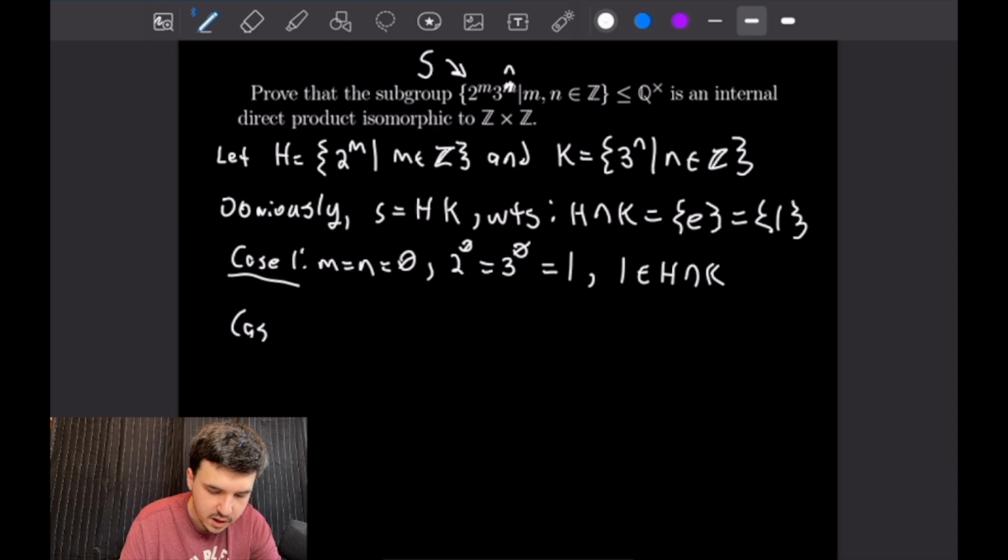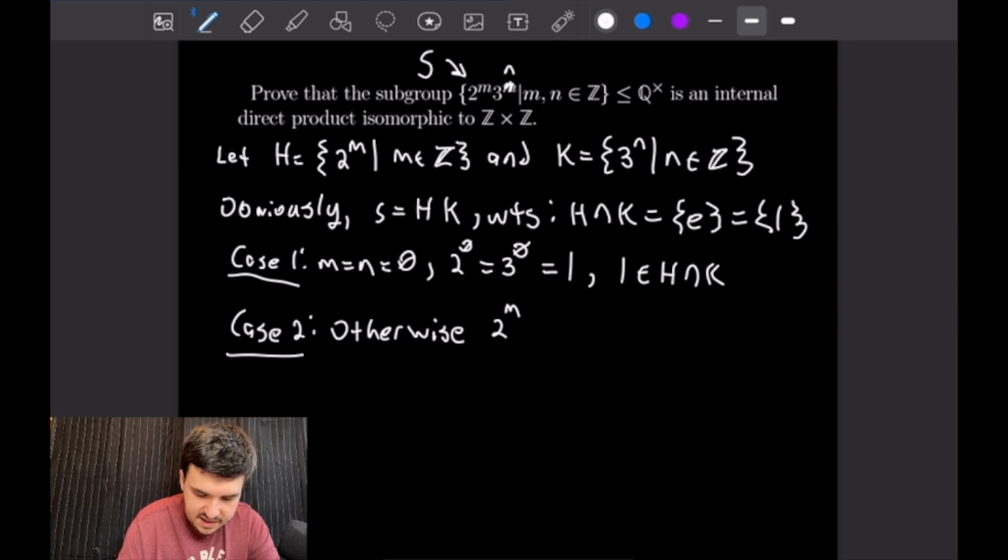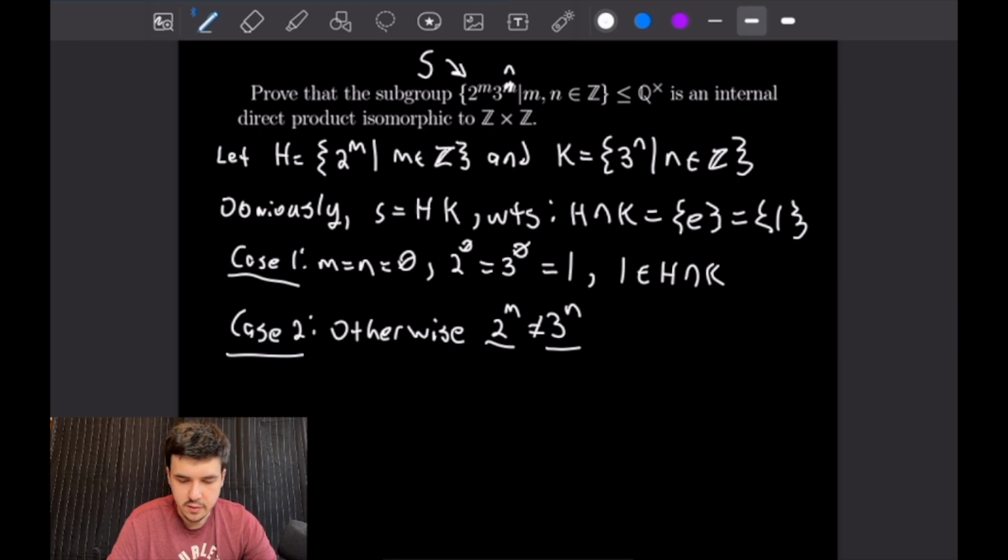And so case 2 will be all other possibilities here. So in case 2, otherwise we would have the following, and that is 2 to the m is equal to 3 to the n. And obviously this is not possible, as we have a left-hand side which is even and a right-hand side which is odd, and no matter what you plug in for the exponents there, we will not be able to have an equivalence there. So thus we have proved that we have the identity in the intersection and that all other cases are impossible, so this is an internal direct product.